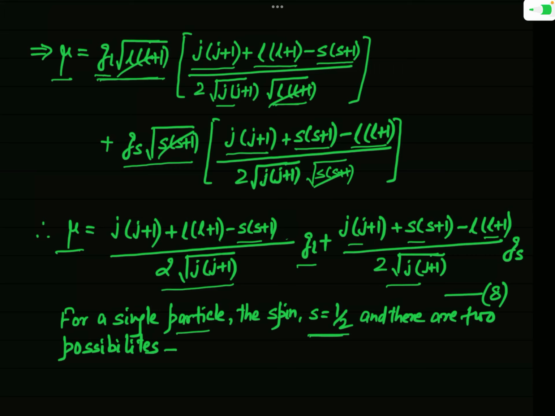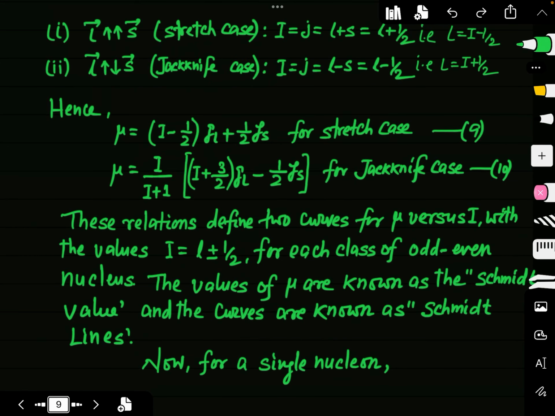For both, spin s is equal to 1/2. Now, apart from this, we will have actually two cases. The two angular momenta, that is L and S, may be in the same direction, that is both L and S may be parallel to one another, or these L and S may be anti-parallel to one another. So there are two possibilities, and in both possibilities, what will be the value of mu? Now we will calculate it. You can see here.